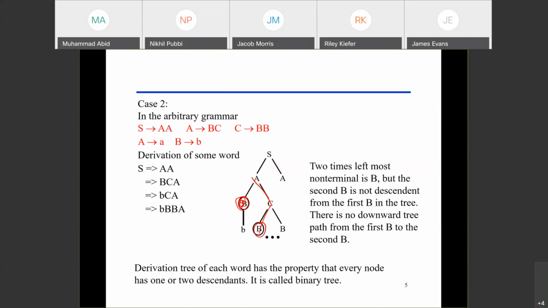Okay, so the derivation tree of each word has the property that every node has one or two descendants. It is called a binary tree. It is called a binary tree because a binary tree has two children. So that is because of the nature of the grammar.